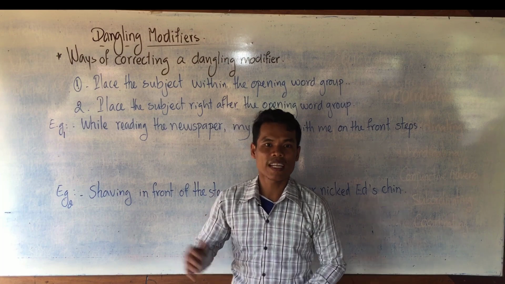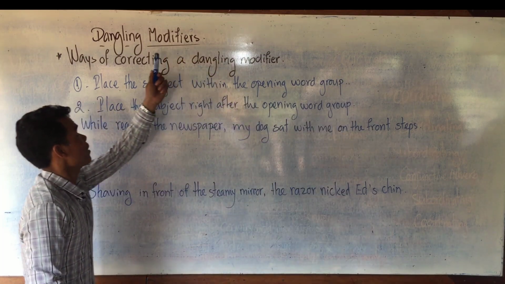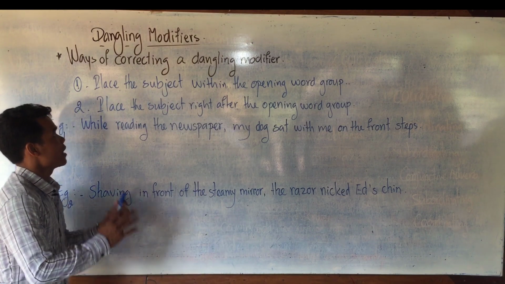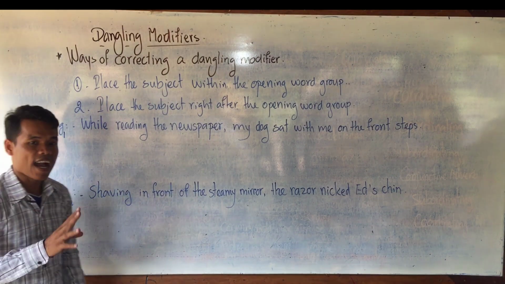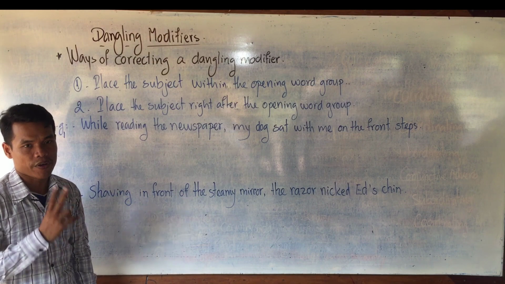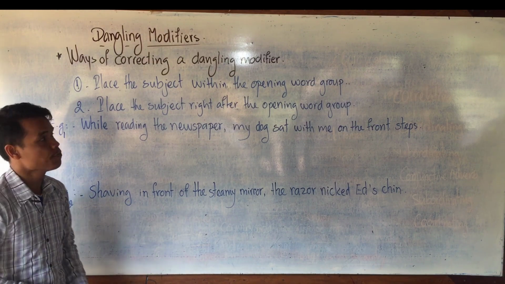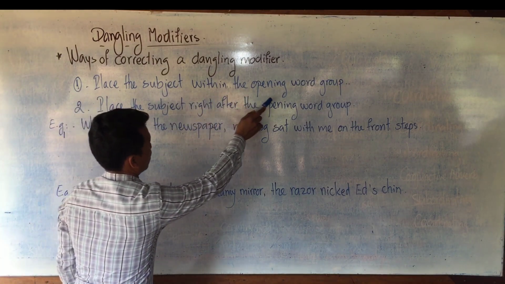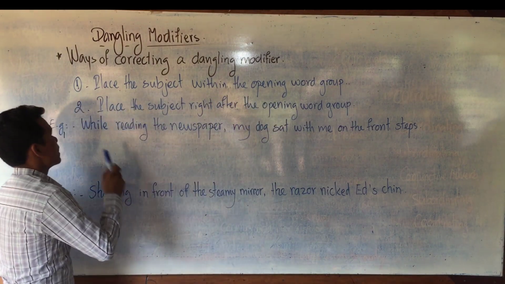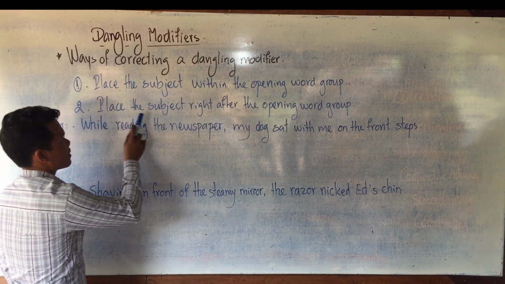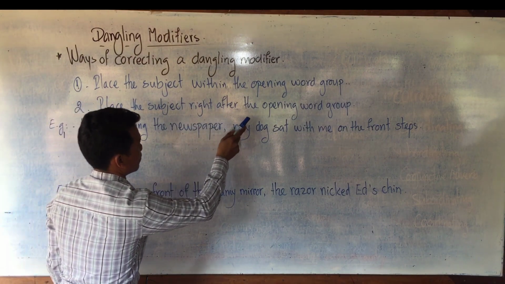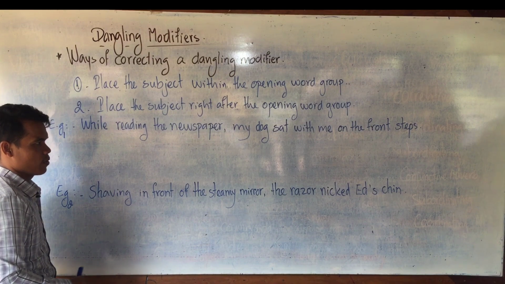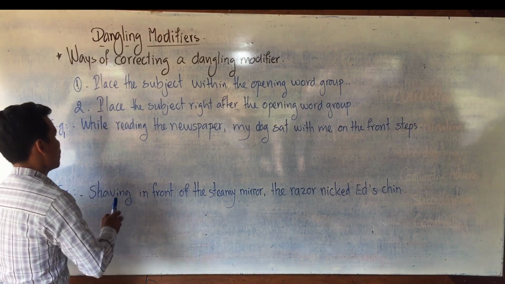Okay, so look at the board with me. Ways of correcting a dangling modifier. In this lesson, there are 2 ways of correcting a dangling modifier. One is to place the subject within the opening word group. Number 2 is to place the subject right after the opening word group. What is an opening word group? Look at the example with me.